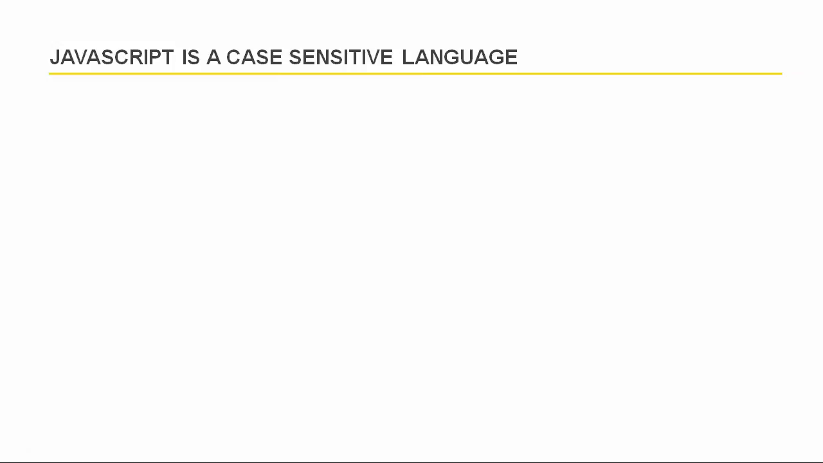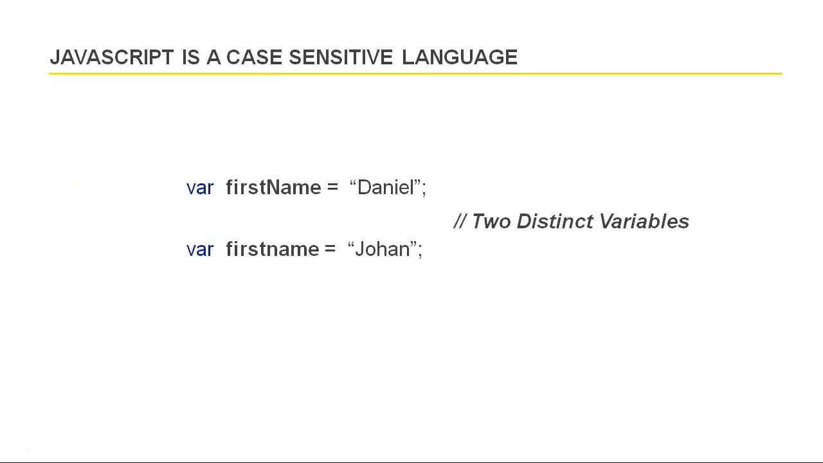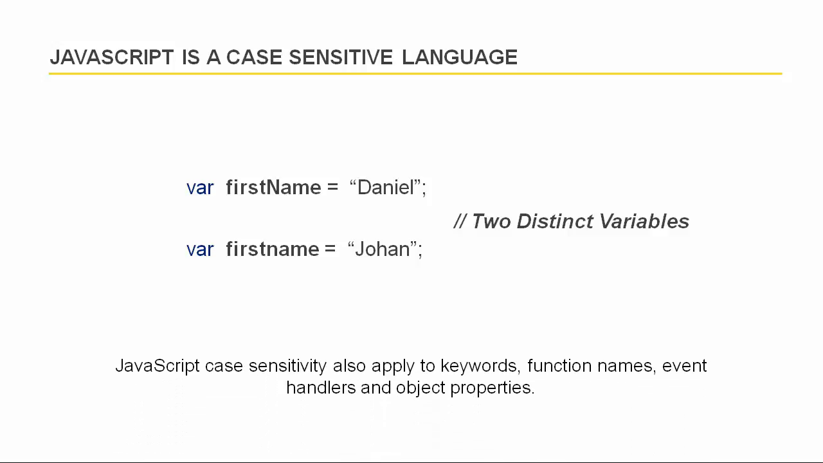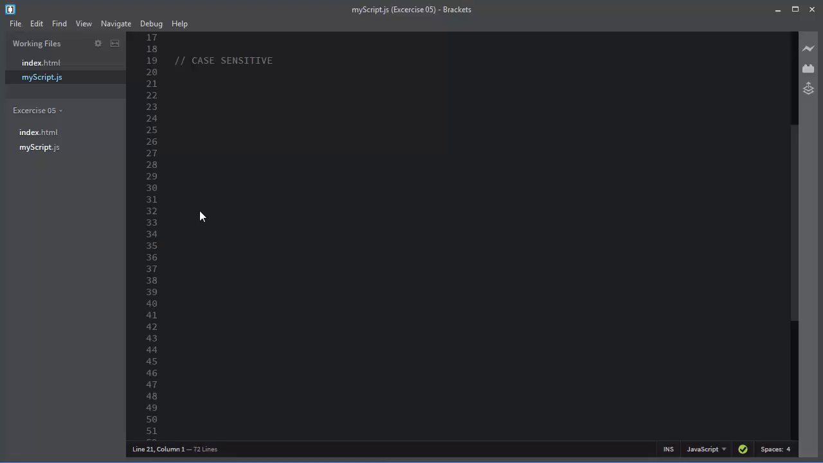JavaScript is a case sensitive language. The variable firstName with upper N and the variable firstname with lower n are two different variables. So you have to take care of case sensitivity in JavaScript language. It is not just about variables. JavaScript case sensitivity also applies to JavaScript keywords, function names, event handlers, and object properties. Let me give you an example of case sensitivity in JavaScript.